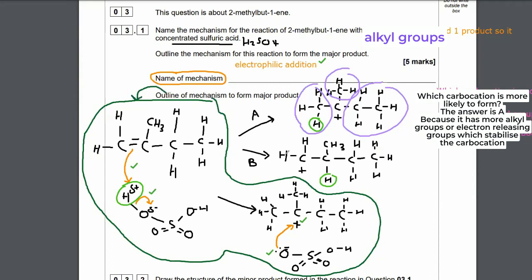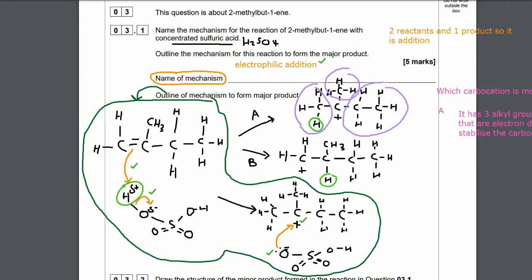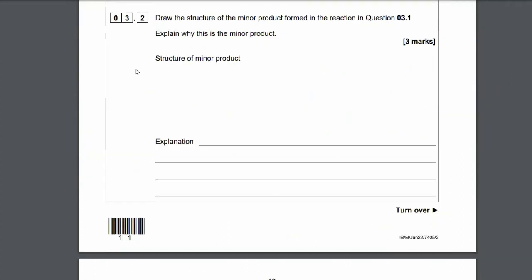And you only need this bit that I've circled in green. That's what you needed for your answer. You didn't really need to draw out all the carbocations. All right, let's move on.